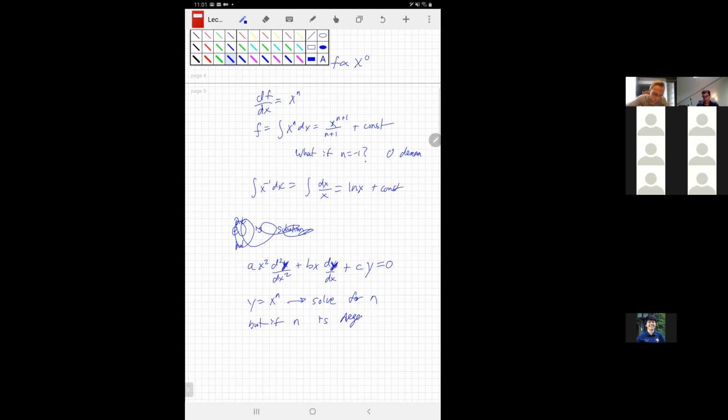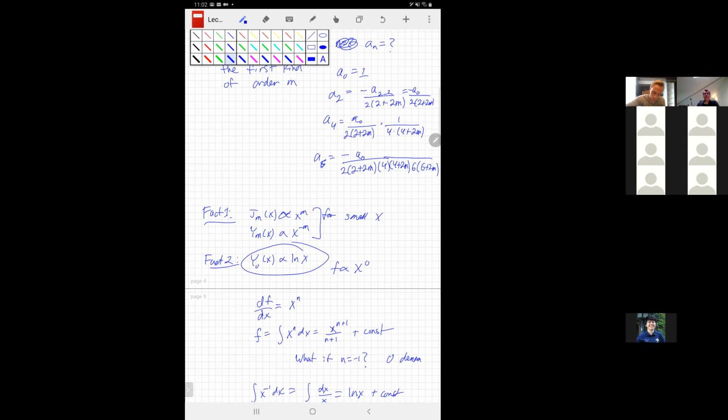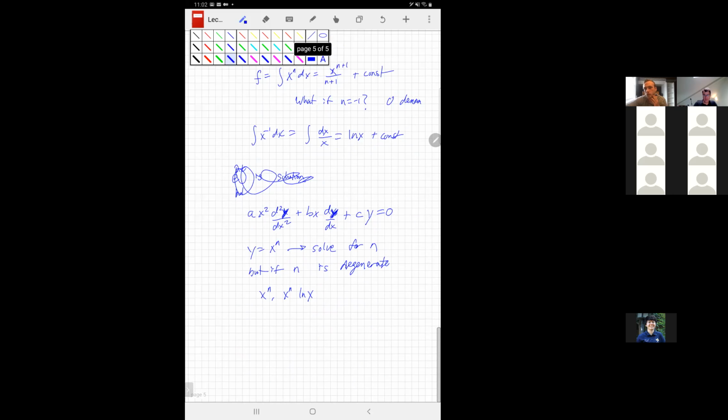But if n is degenerate, meaning that it's the solution to a quadratic equation where both roots are the same, then what you actually get is x to the n and x to the n ln of x. And that's what's going on here, okay? If we solve the Bessel equation for m equals 0, well, m equals 0 is a degenerate root. Now, if we were solving for m equals 2, then there would also be an m equals -2 solution. If we were solving for m equals 7.8, there would also be a -7.8 solution. But when m equals 0, there's only one solution. And so one of those solutions has to have a logarithm in it. It has to blow up logarithmically. Any questions on that?